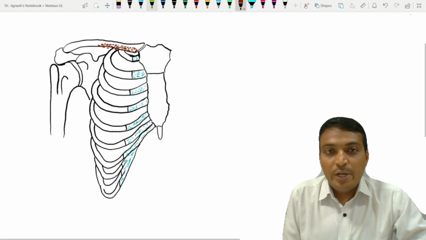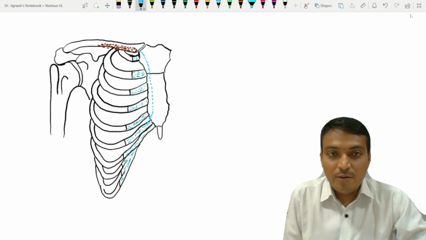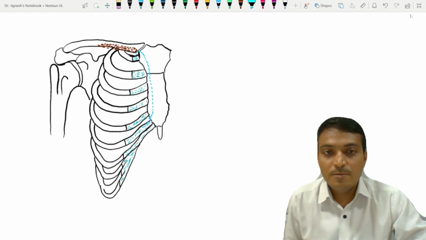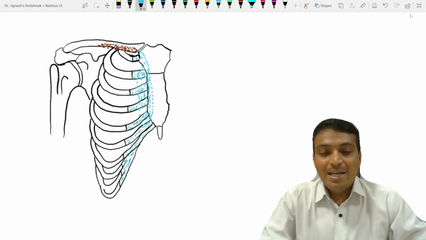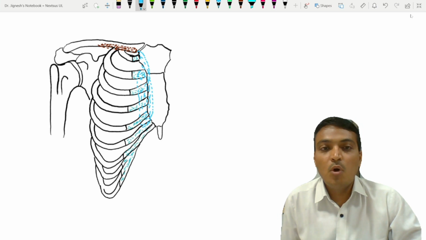The sternocostal head we are going to draw with a different color, and it is going to arise from the outer surface of the manubrium as well as the sternum up to the sixth costal cartilage, and the outer surface of the second to the sixth costal cartilage. Along with that, pectoralis major muscle also arises from the aponeurosis of the external oblique muscle, which is the muscle of the anterior abdominal wall.